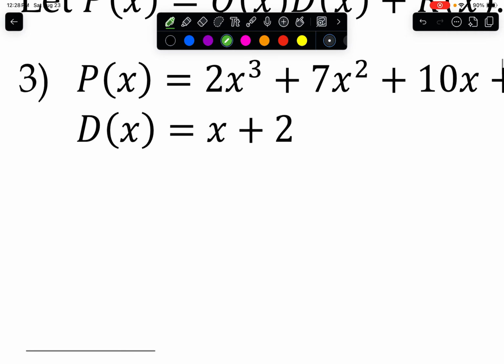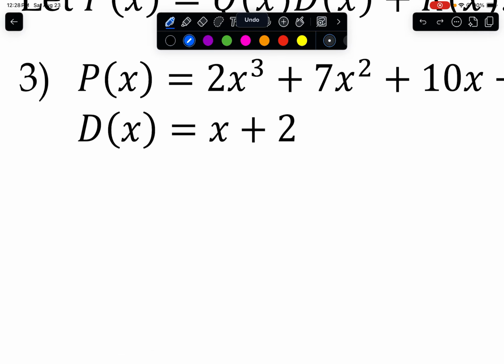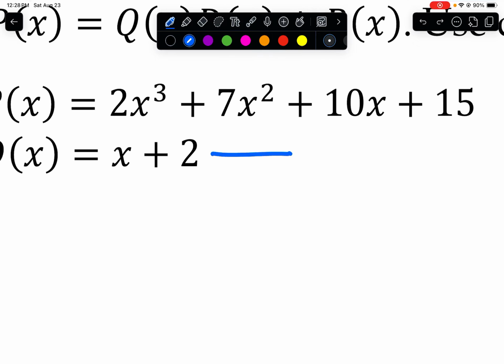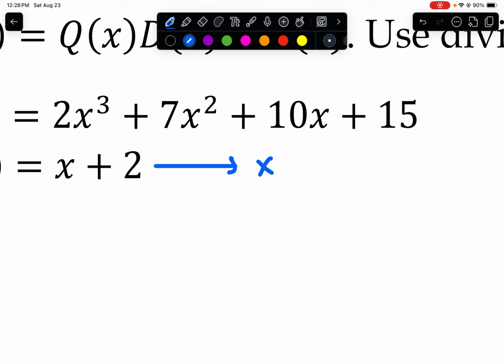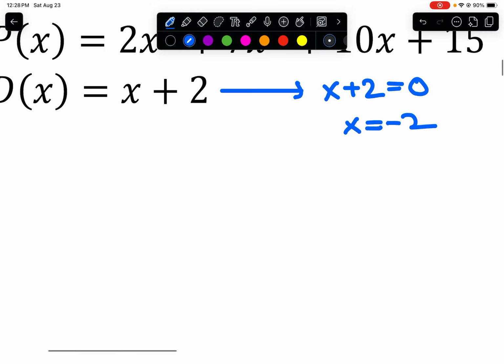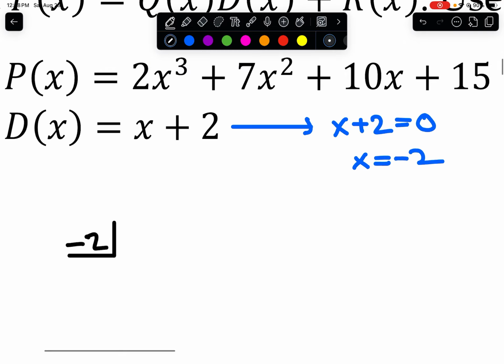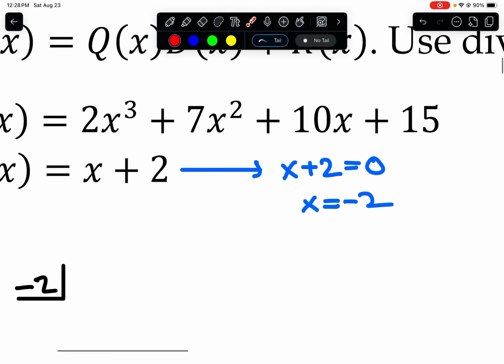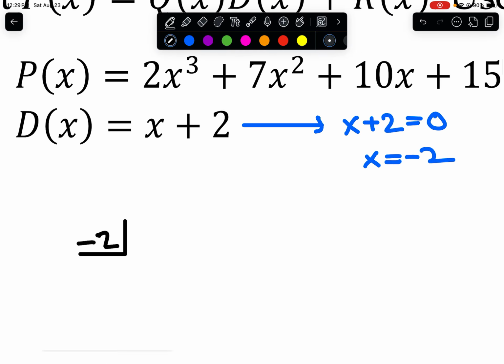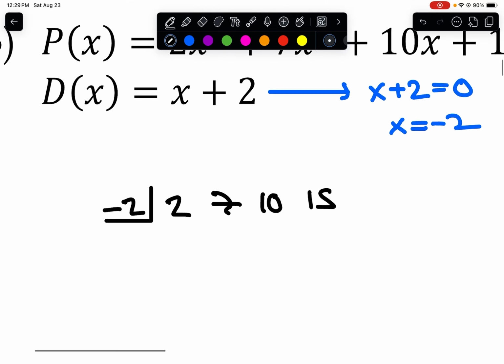So over here, now I'm going to look at the division. So I can see I'm dividing by a linear, which means I'm going to go ahead and just do synthetic. So I'm going to take my divisor over here, set it equal to 0, which is just going to give me x equals -2. And I'm going to go ahead and set up using synthetic. So I know I'm going to have -2 in this far left box over here. And then I'm going to write my coefficients. So I'm going to check to see if I'm in descending order first. So I go from a cubic, squared, linear, and then I have a 0 power. So I go 3, 2, 1, 0. So I know I'm good. So my coefficients are going to be 2, 7, 10, and 15.